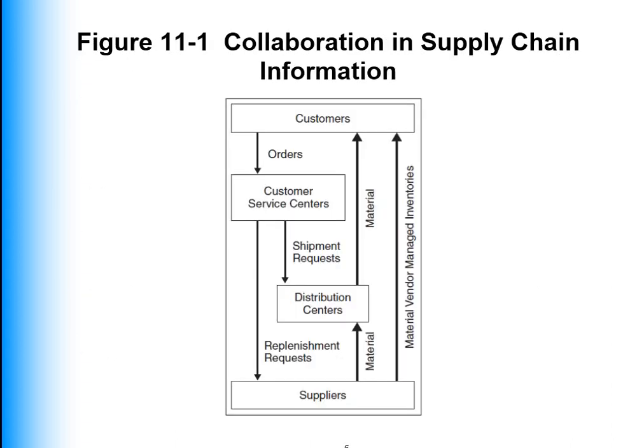So here we have the collaboration in supply chain information. So we have the customer. So the customer order. The customer service center will receive the order. It's going to be customer service center, account executive, sales or sales manager. Then it can go to the distribution center or go to the suppliers' requests. So after that, the materials will go to the distribution center, and then the material or the product itself will be given to the customer.